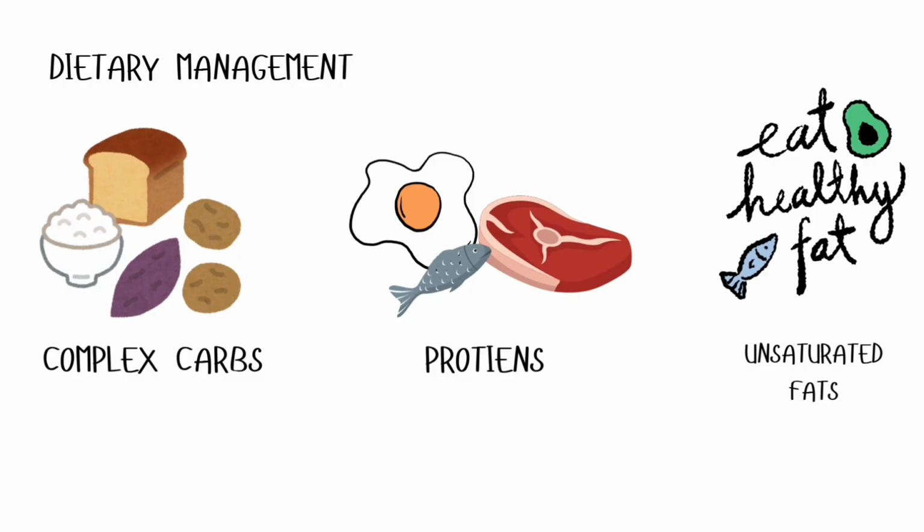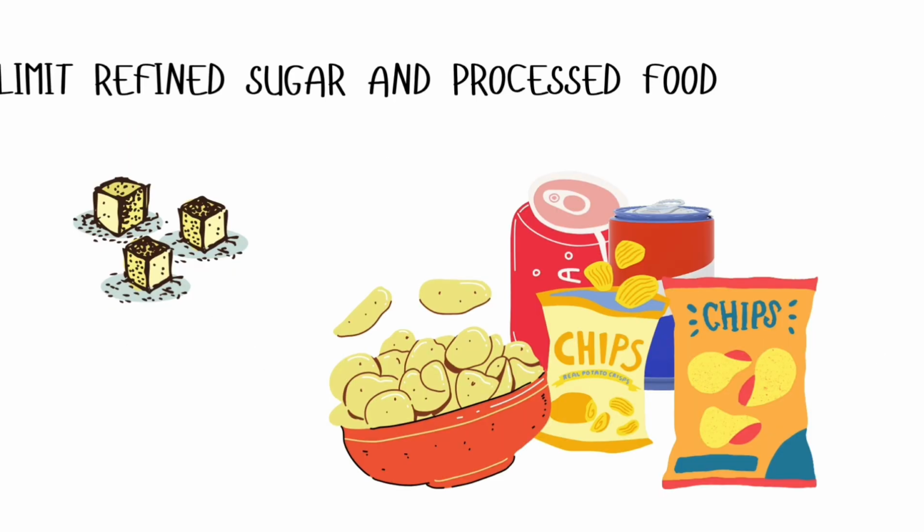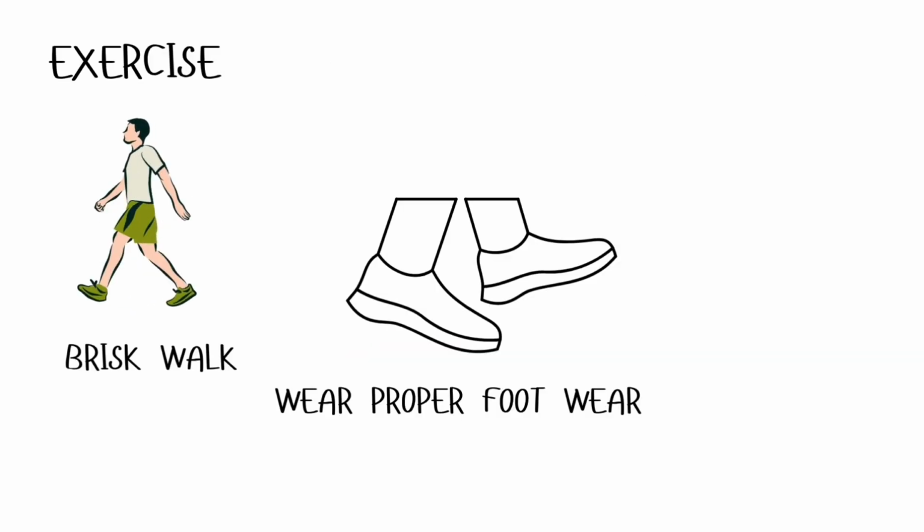You can advise the patient to take complex carbs because that reduces sugar spikes. Another one, take a good amount of proteins and unsaturated fats, which are also called good fats for the body. Ask the patient to avoid or limit refined or processed food items. Tell the patient to do regular exercise, and brisk walking is the best for this type of patient, even the cardiovascular patient too.